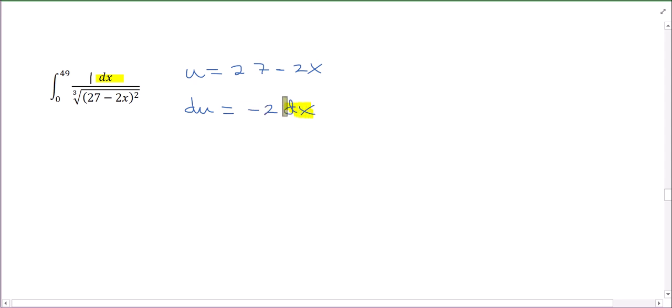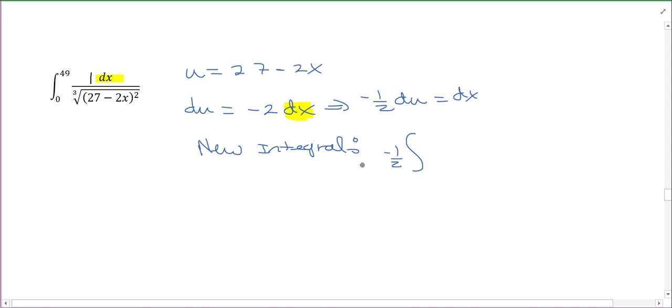I don't get the constant, but that's okay, but I get a dx. So then what is the new integral with this substitution? And you can solve for the dx, right? So dx will be minus 1/2 du. So the new integral will be minus 1/2, put it on the outside, and then 1 over the cube root of u squared du. And now this I can write as a general power rule, right?